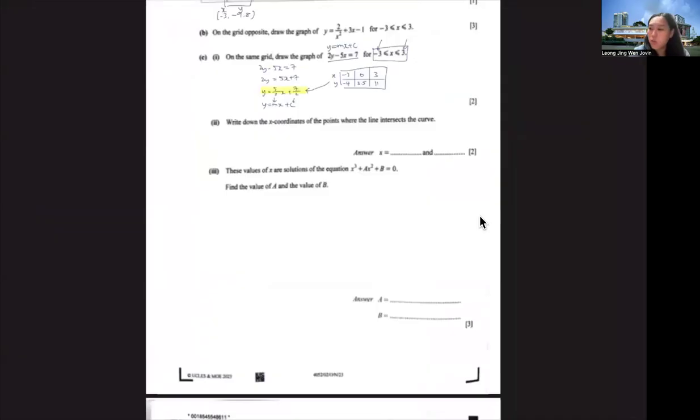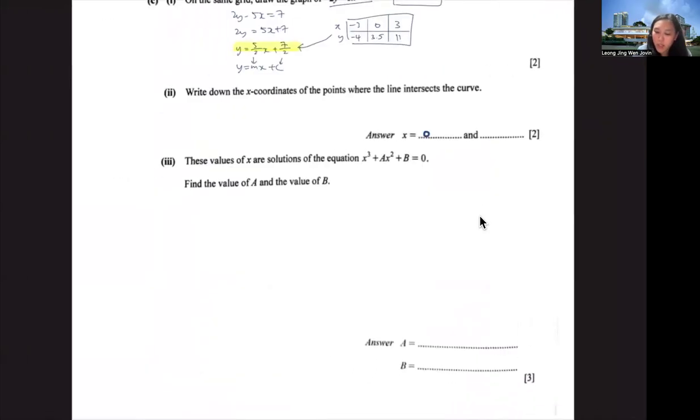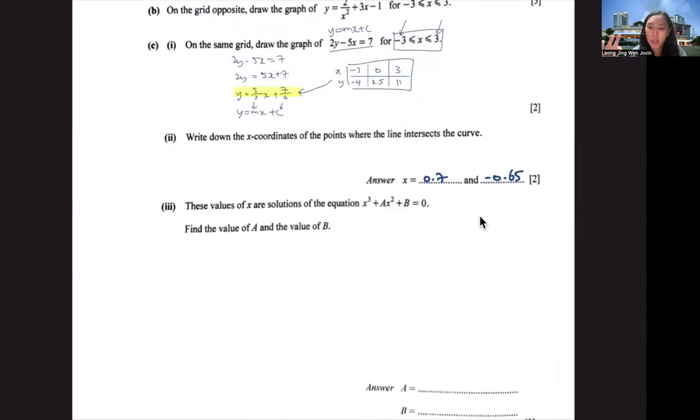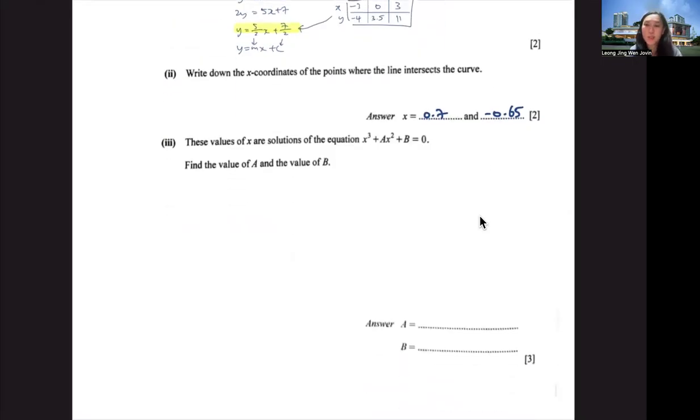The answer that you should get should be x equals 0.7 and x equals negative 0.65. Okay, so these two answers are the recommended. I think that they will accept within a range as well. So just make sure your numbers are as close to these two as possible.